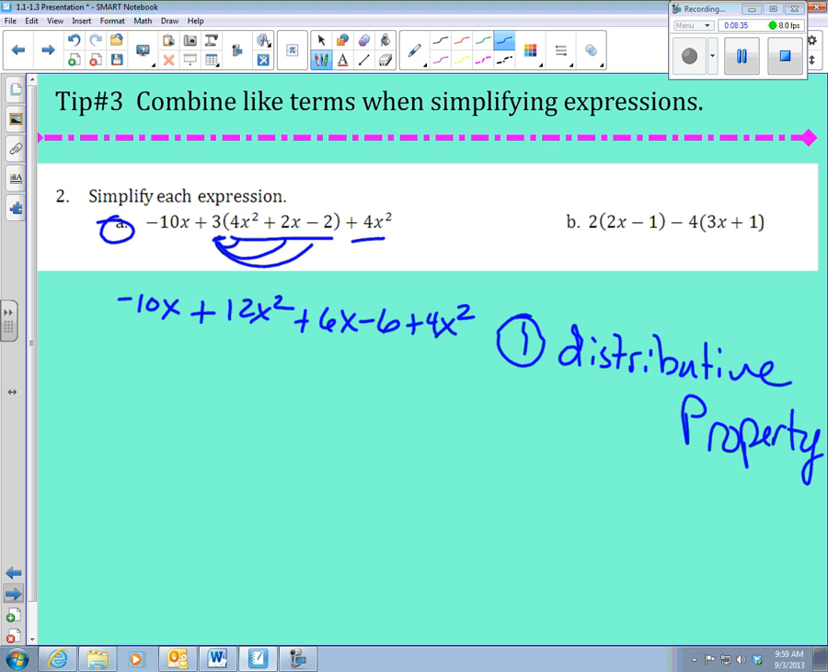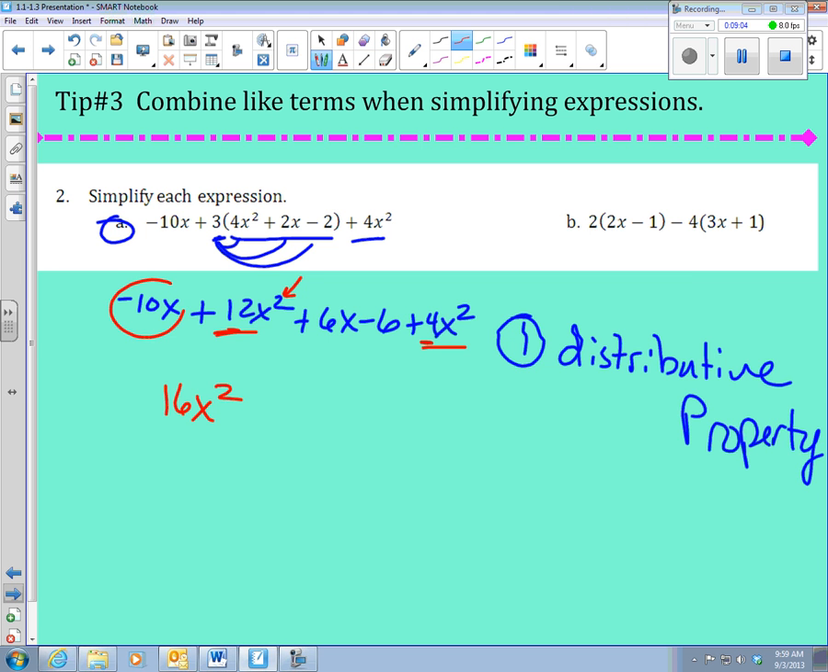Now, combining like terms, they have to have the same variables raised to the same power. The highest exponent, largest exponent I have is x squared, basically. I have 2x squared terms, 12x squared and 4x squared. When I add them together, I basically just get 12 plus 4, or 16x squared. The exponents don't change. You just add the numbers in front. These are called coefficients. You add the coefficients, 12 and 4.